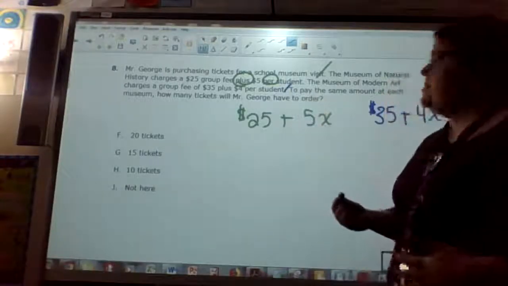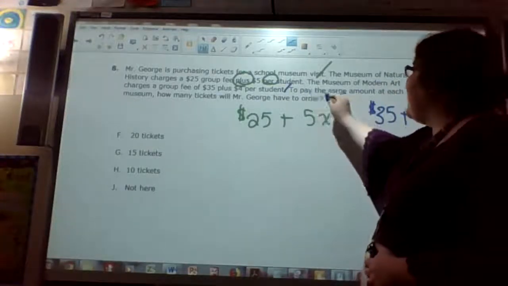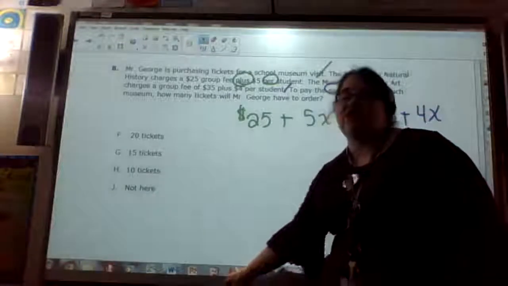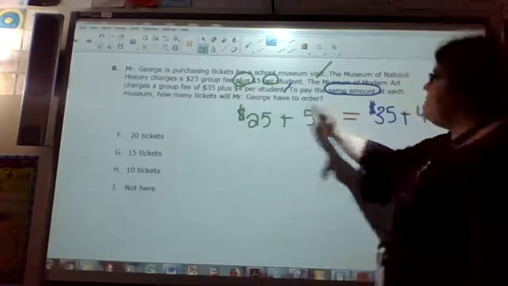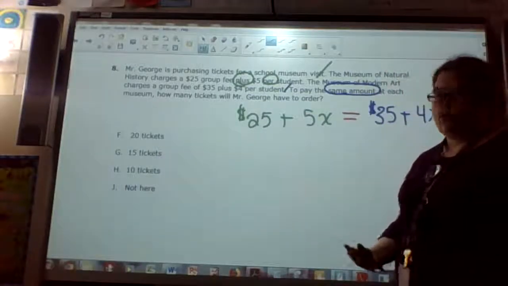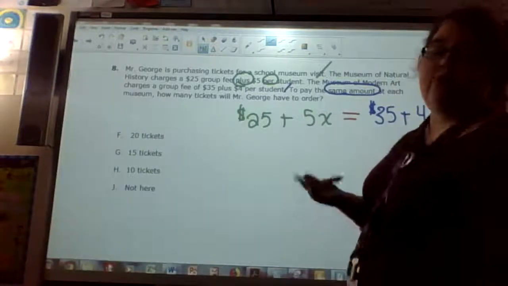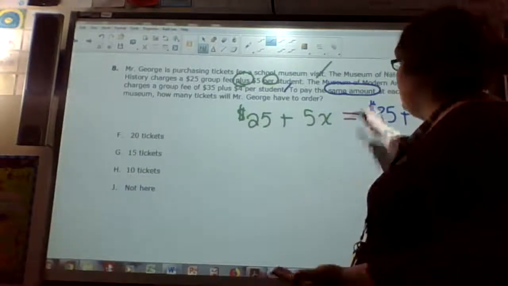The last sentence says to pay the same amount. That is telling you that this is an equation. You're setting them both equal to each other. So now we're going to be able to solve for X, for how many tickets he has to order, how many students he can go.